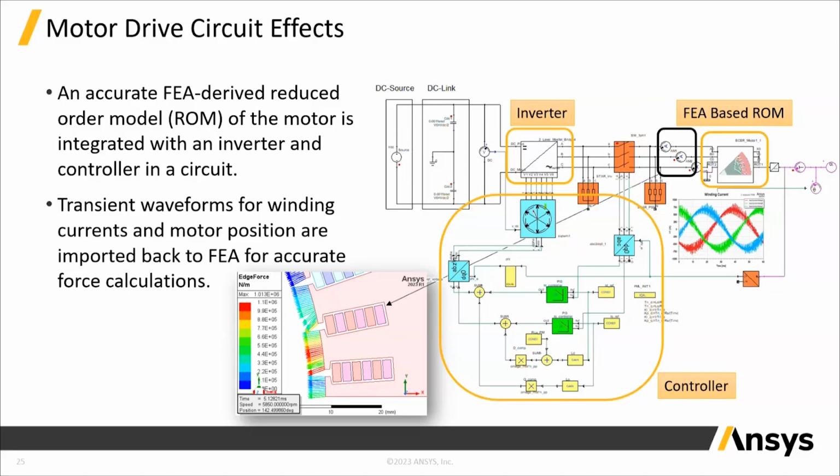But the key capability for NVH is that the harmonically rich transient waveforms can be captured very accurately with small time steps, since the circuit simulation operates much faster than FEA alone. So this waveform data is then transferred back to Maxwell for a single period of excitation to capture the force density distributions with a high fidelity.